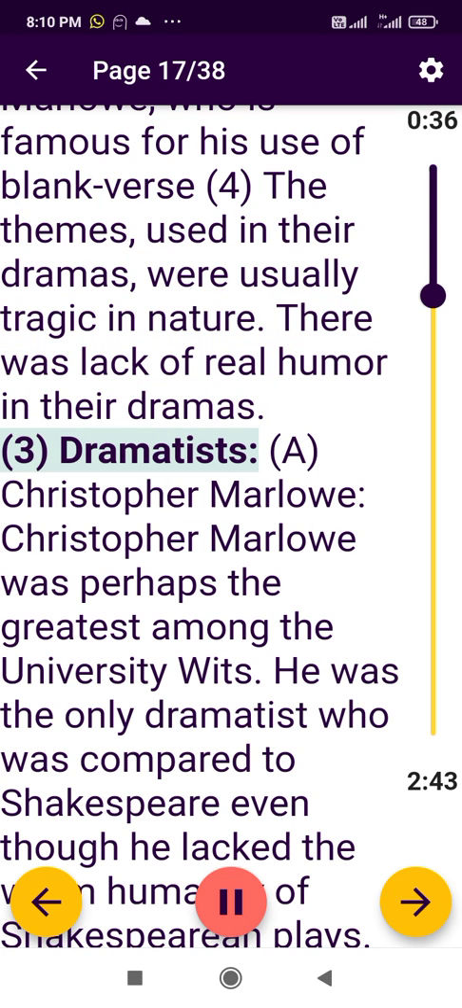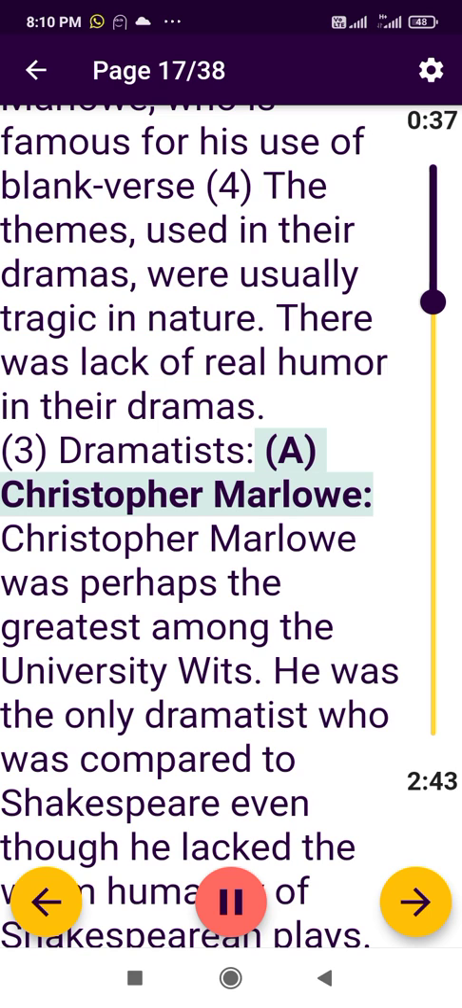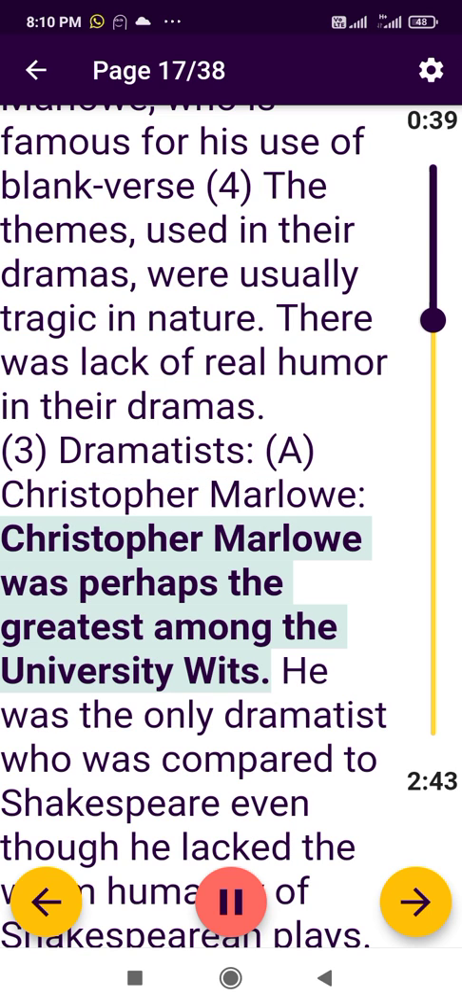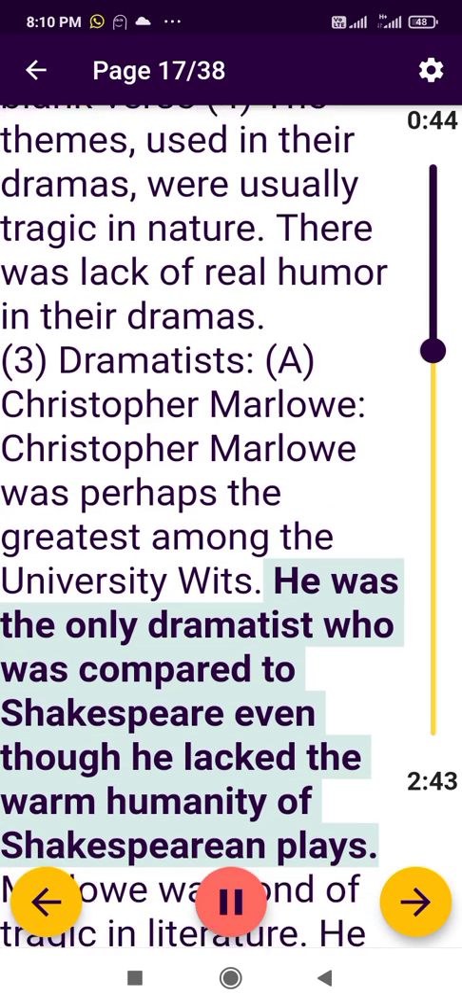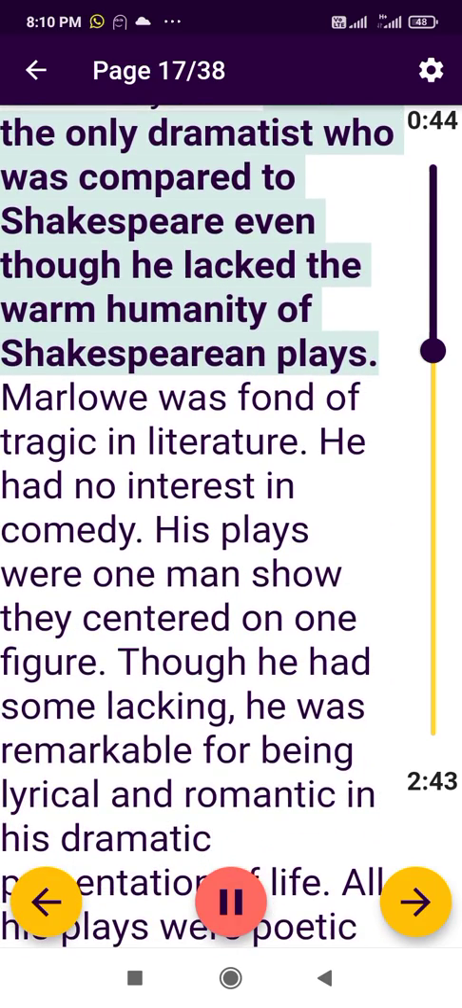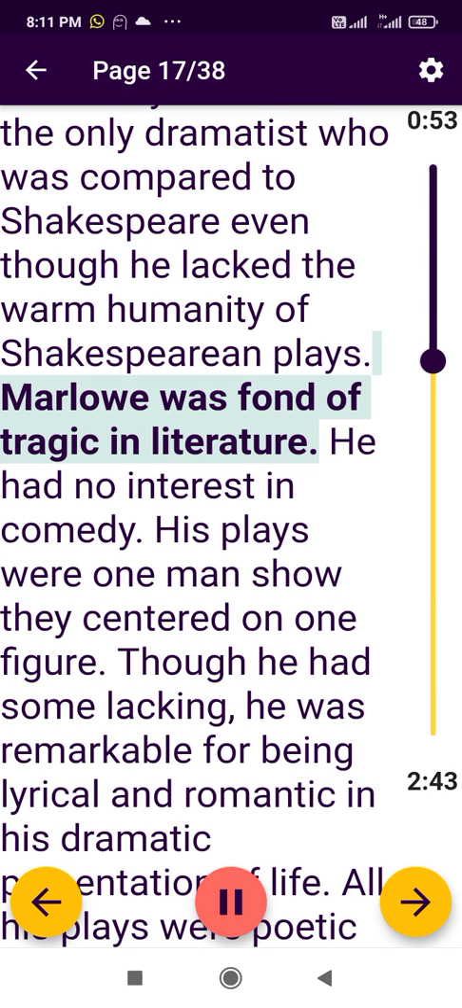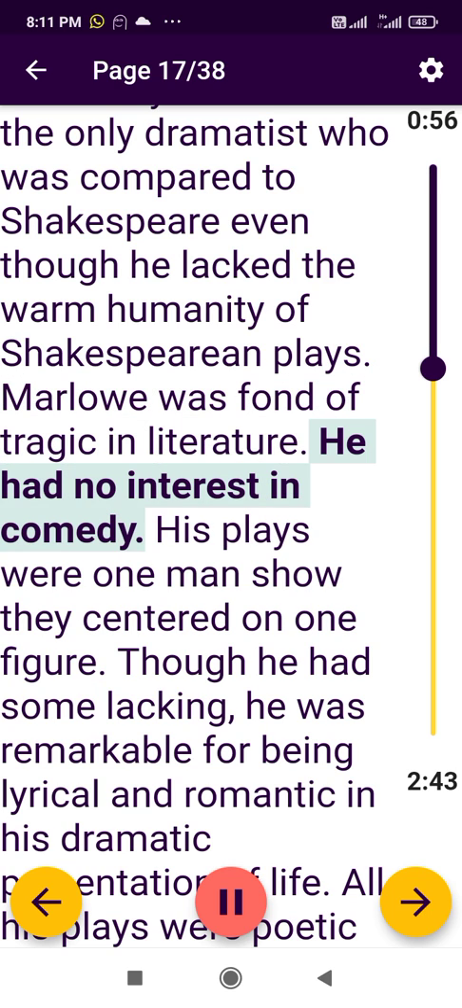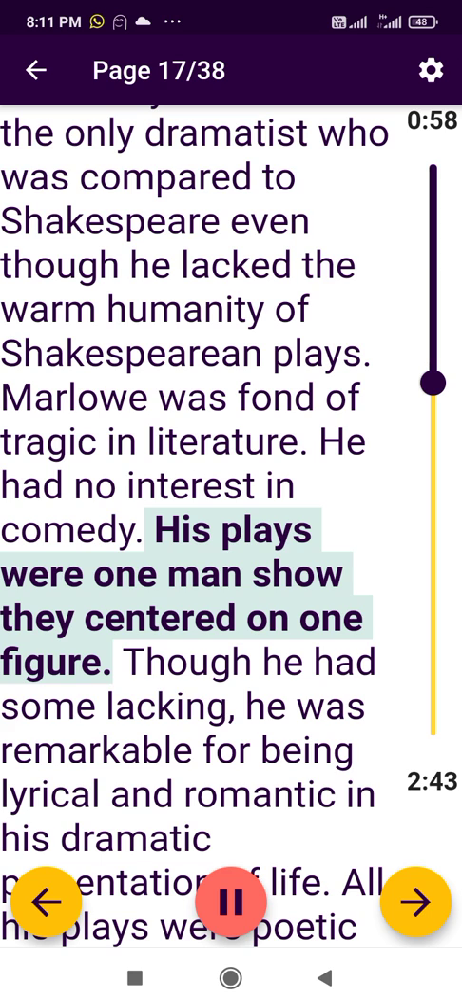3. Dramatists. A. Christopher Marlowe. Christopher Marlowe was perhaps the greatest among the university wits. He was the only dramatist who was compared to Shakespeare, even though he lacked the warm humanity of Shakespearean plays. Marlowe was fond of tragedy in literature. He had no interest in comedy. His plays were one-man shows. They centered on one figure.